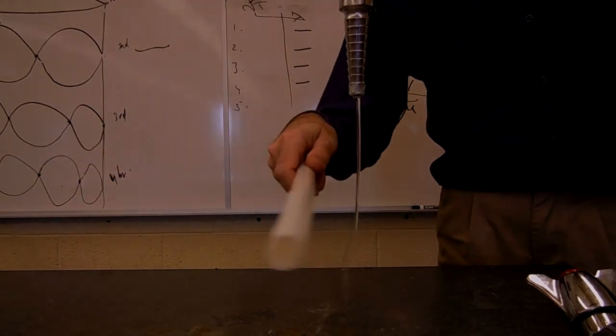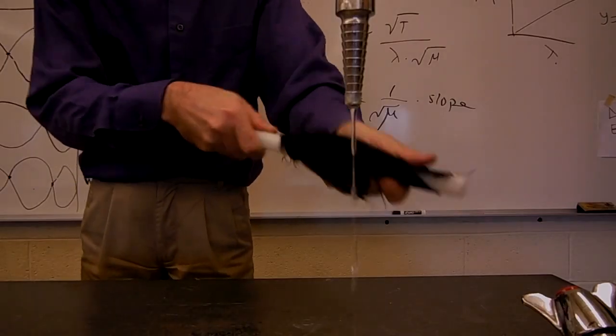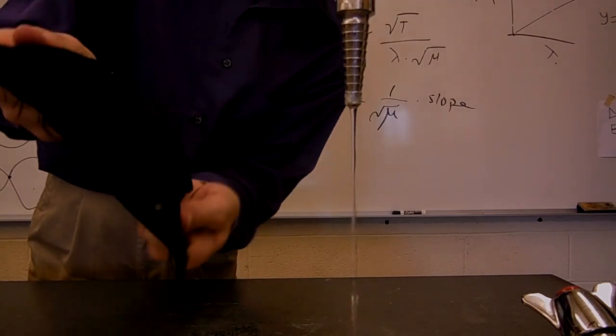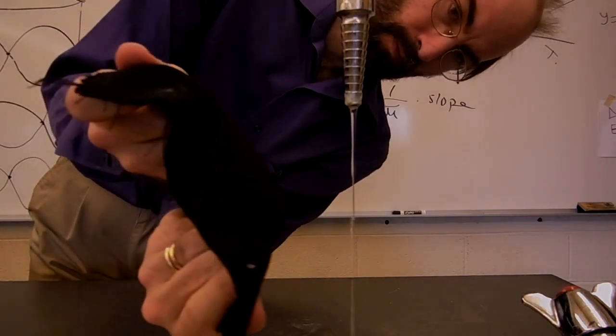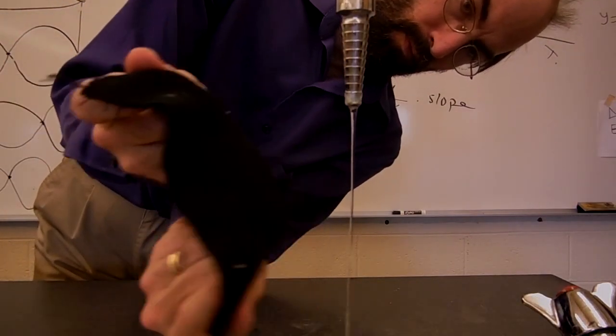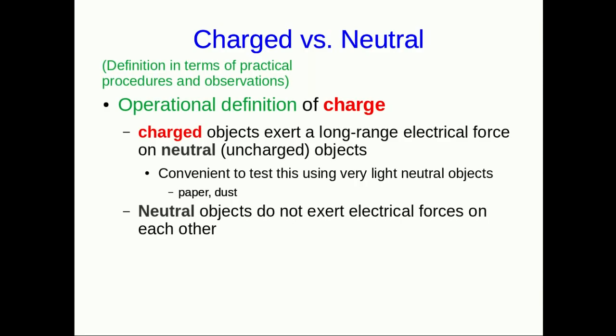For example, you can see here that the plastic rod will also exert a force on a stream of water, and so will the piece of wool. The point here is that we have a simple experimental test that allows us to distinguish between things that are charged and things that are neutral.